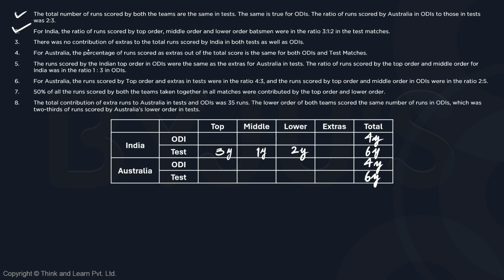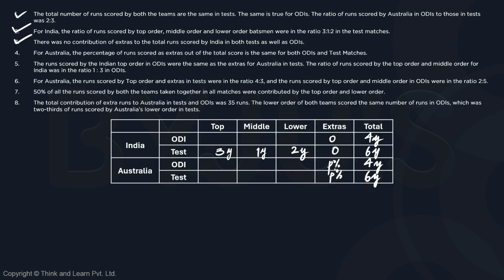Third statement says there was no contribution of extras to the total runs scored by India in both tests as well as ODI. So in both ODI and tests, the extras were no contribution, as in they were 0. The next statement says for Australia, the percentage of runs scored as extras out of the total score is the same for both ODIs and test matches. So it says the percentage values are same.